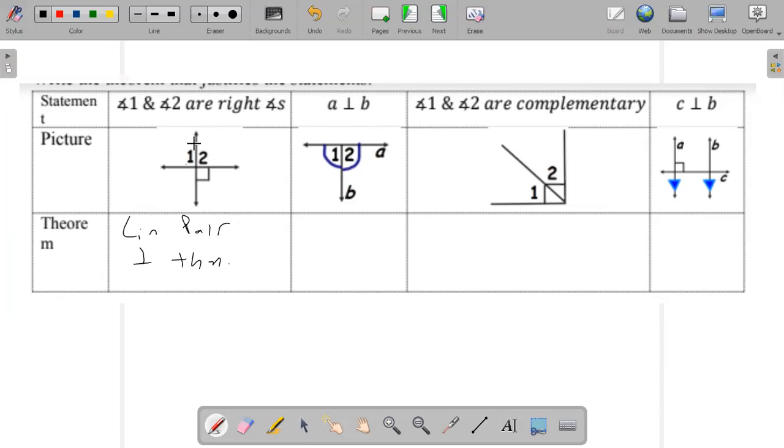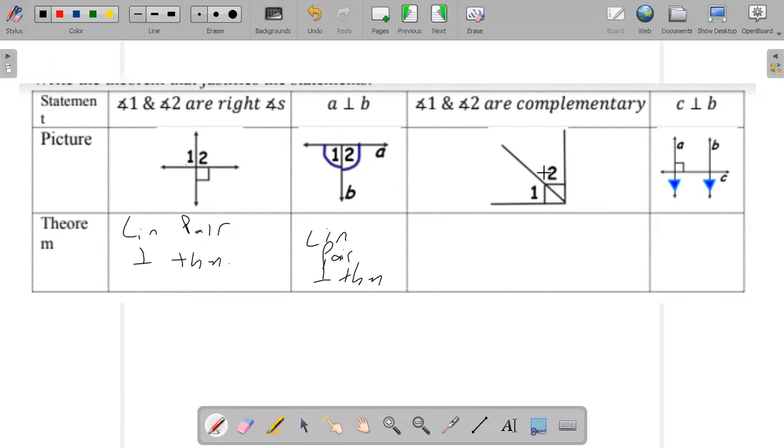And I know that these lines are perpendicular. Linear pair, perpendicular. Put those things together. Linear pair, perpendicular. This one right here, I'm told that A and B are perpendicular to each other, and they're a linear pair. This is, again, a linear pair, perpendicular theorem.